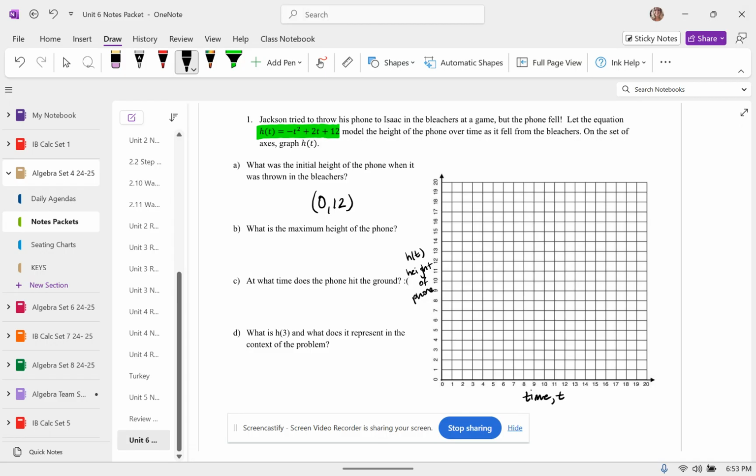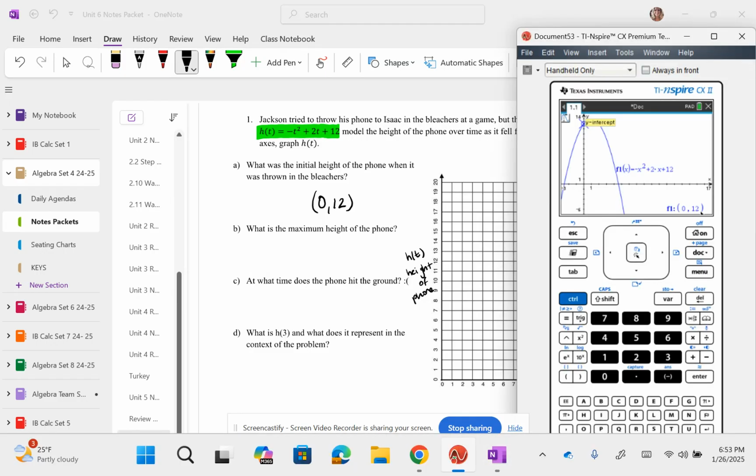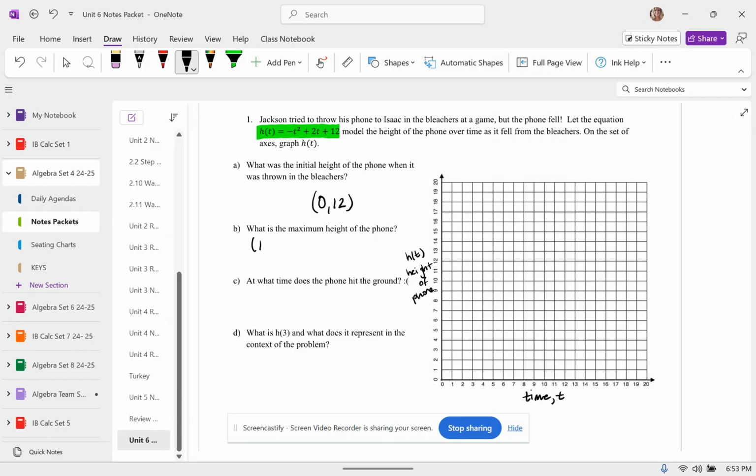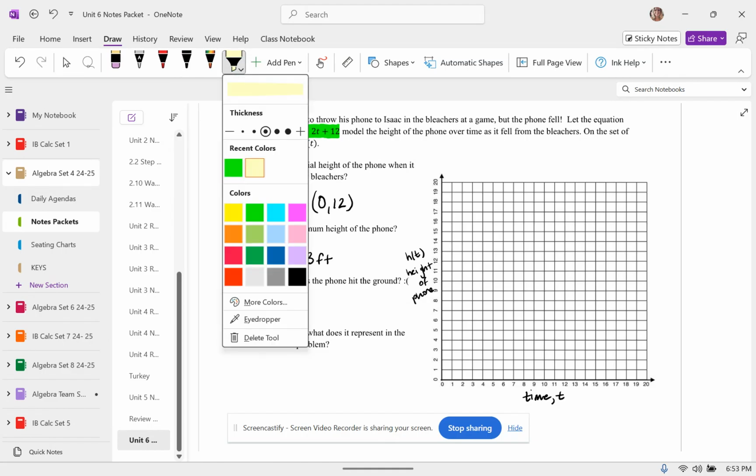What is the maximum height of the phone? On the graph first, it's maximum 1, 13. So maximum height is going to be the coordinate that is the height, so it'll be 13 feet. Don't just write 1, 13, you won't get full credit.